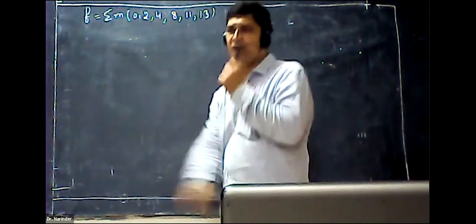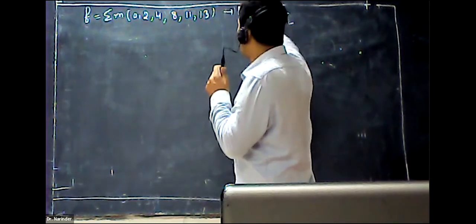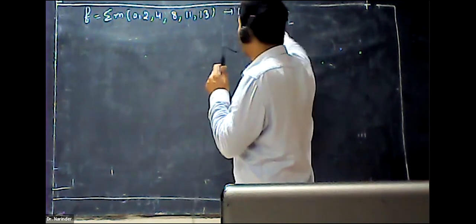If I have f is equal to sigma m of 0, 2, 4, 8, 11, 13, I have to implement it by using a multiplexer.